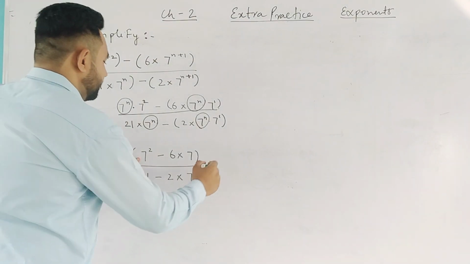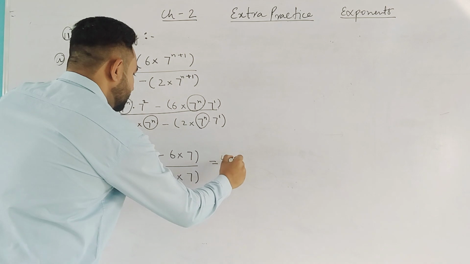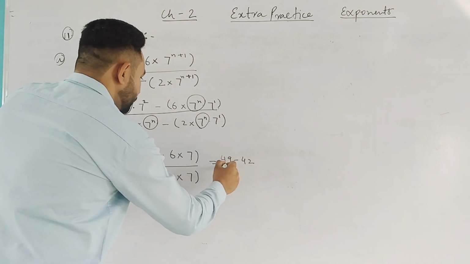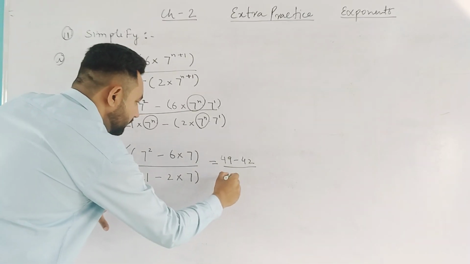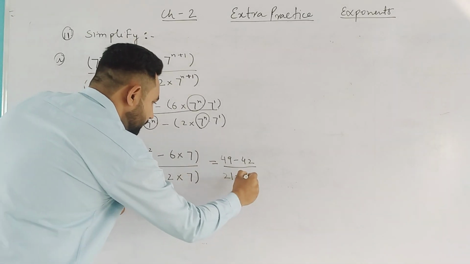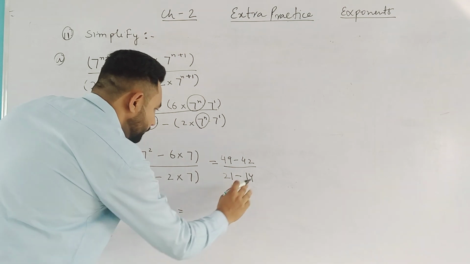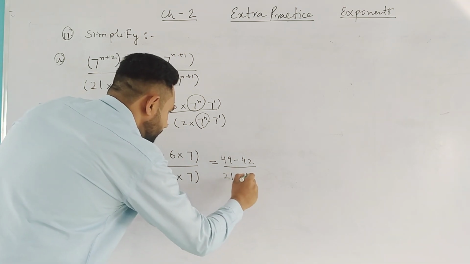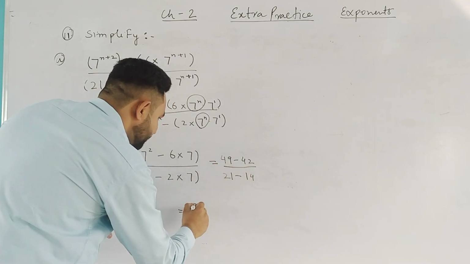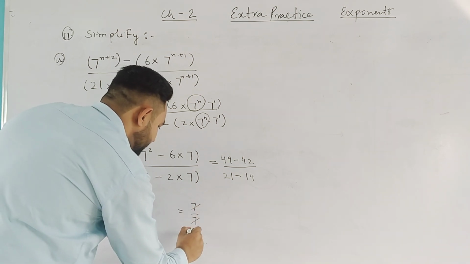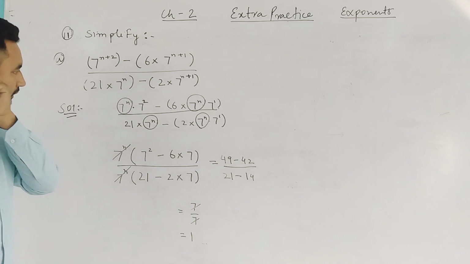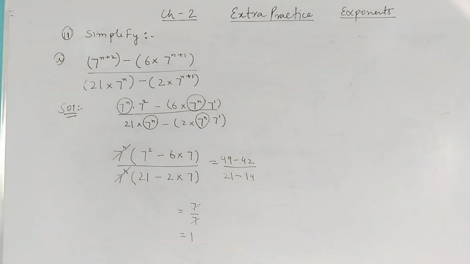What is 7 square? 49 minus 6 7s is 42. 21 minus 2 7s is 14. So what will be your answer? Here it is 49 minus 42 is 7 and 21 minus 14 is also 7. 7 gets cancelled and your answer is 1.